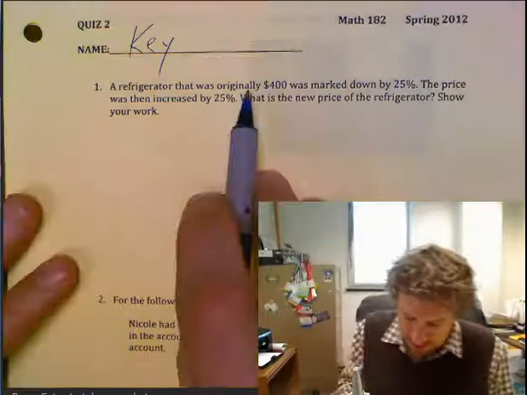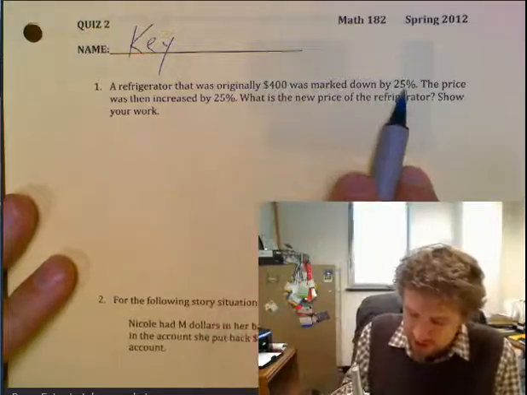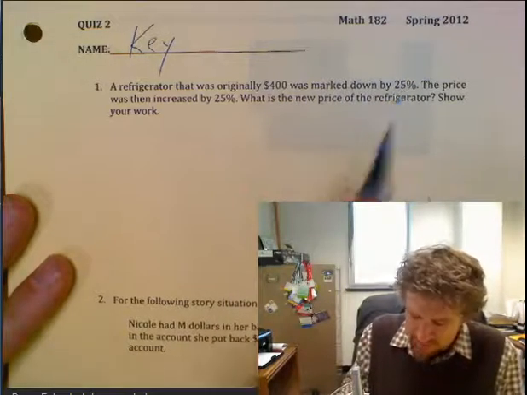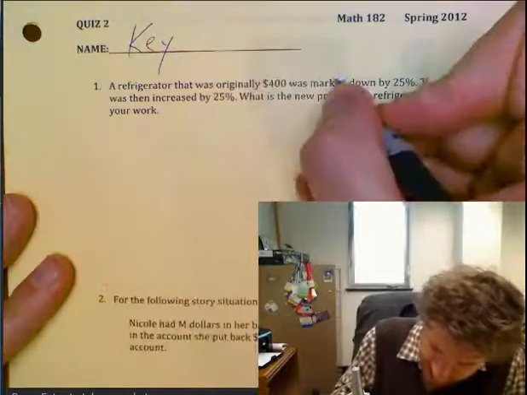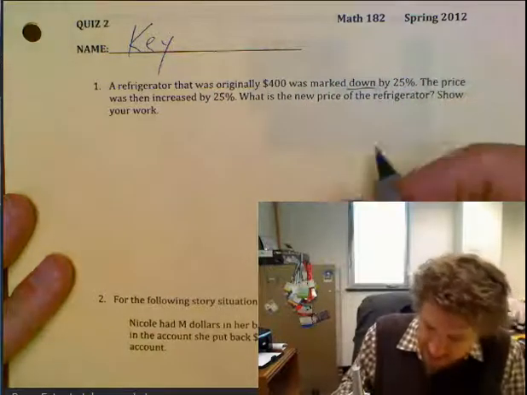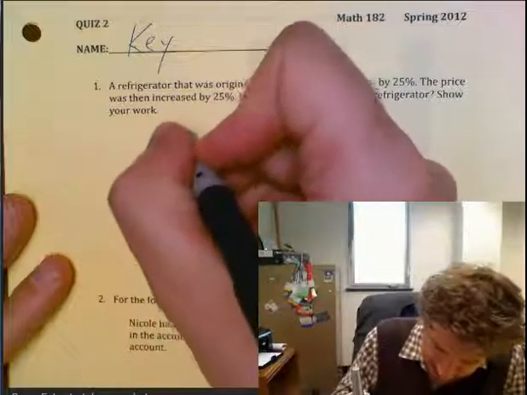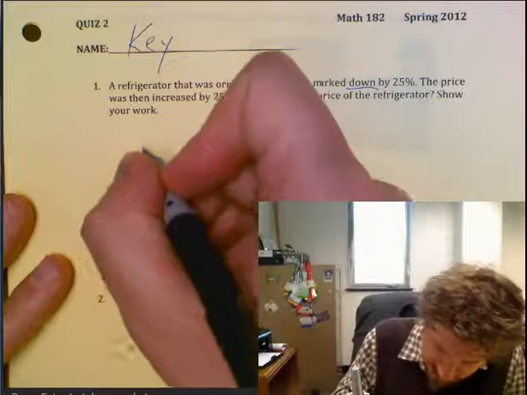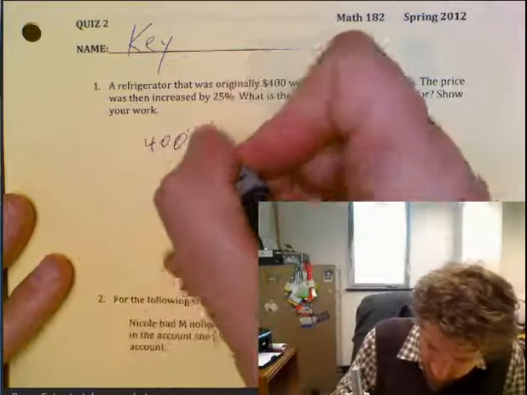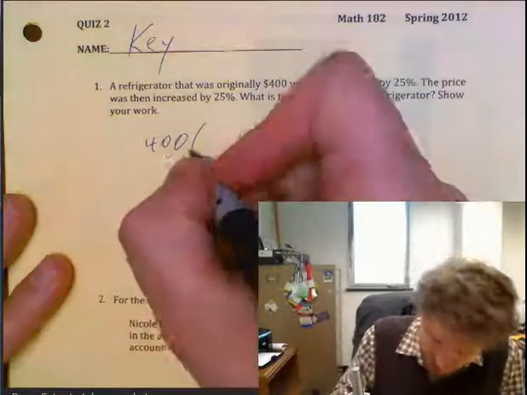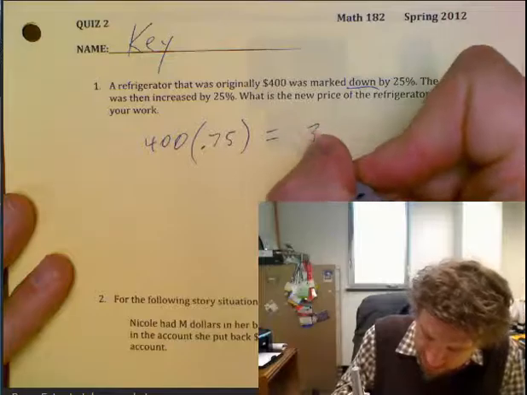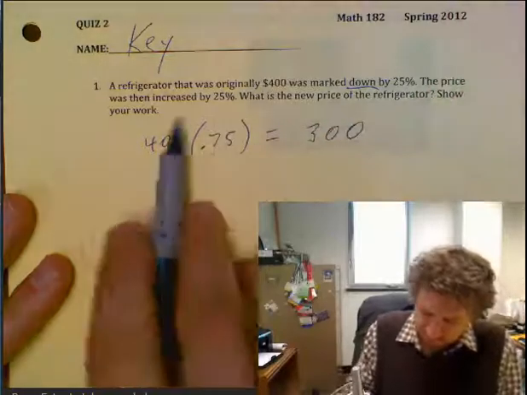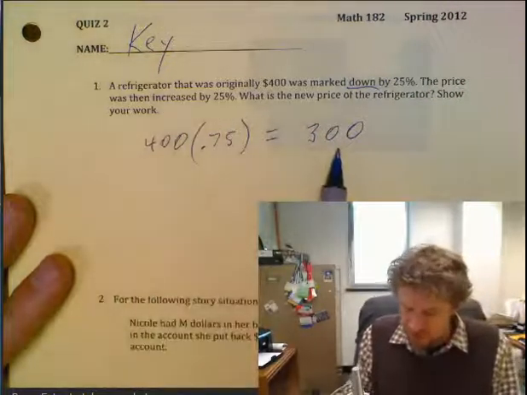So a refrigerator was originally $400 and was marked down by 25%. So how do we figure that out? The easiest way to do that is, if it was marked down, then how much is left? That means there'd be 75% left. So what we can do is 400 times 75%, well, that's 0.75. And when you do that, you get $300. Okay, so that's how much it was marked down to.